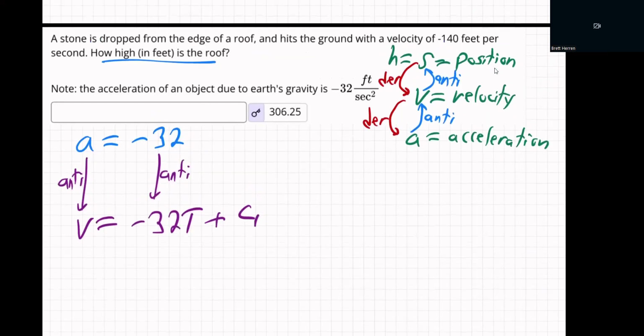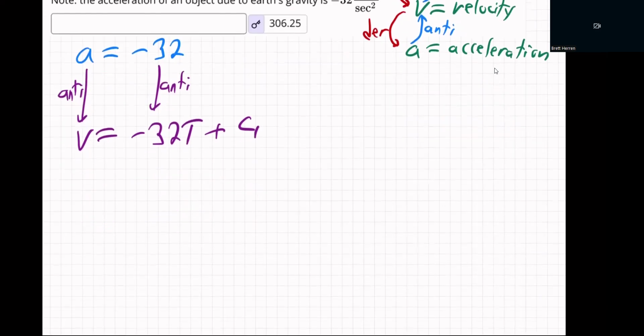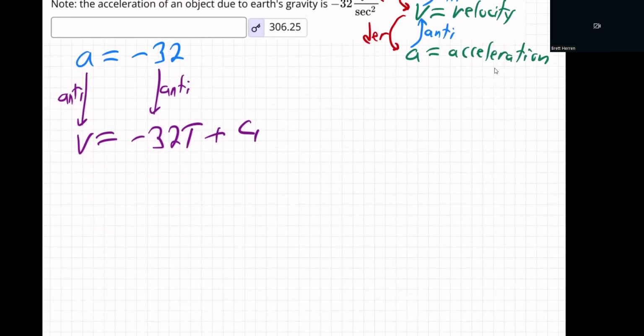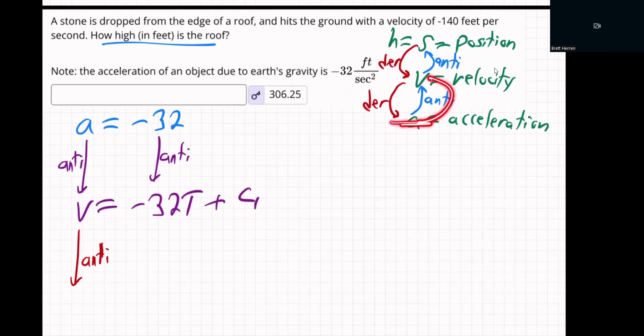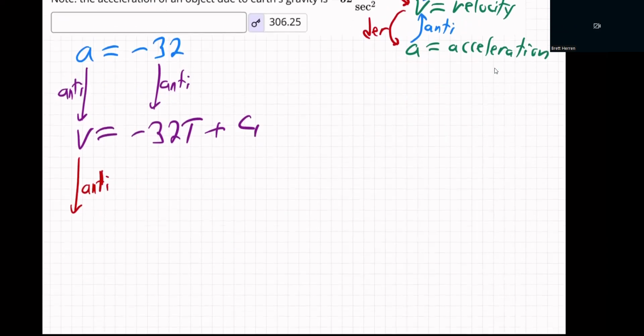Now they tell us it hits the ground with velocity minus 140, but we don't know what to do with that right now, so let's keep going and do another antiderivative. We went from acceleration to velocity, and now we do an antiderivative to get position.